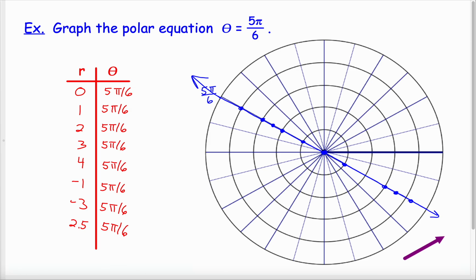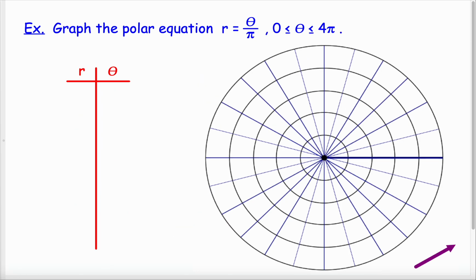Oh. So now we know that if we get an equation in polar that's theta equals a constant, it's just going to be a line that goes through the pole at that angle in both directions. The negative r helps me go in that direction. Well, that makes sense. Okay, let's try another one that's a little more interesting.